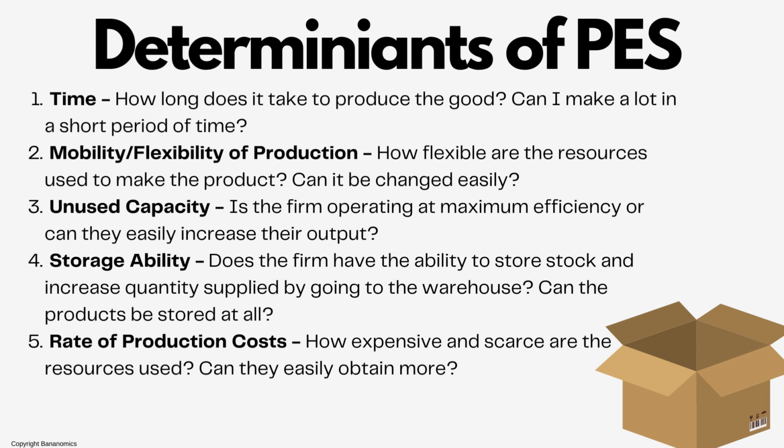If production costs remain relatively stable or increase at a slower rate compared to changes in price, producers are more likely to respond to price changes by increasing supply, resulting in a relatively elastic supply. However, if production costs increase rapidly or are highly sensitive to price changes, producers may be less inclined to increase supply, leading to a more inelastic supply.